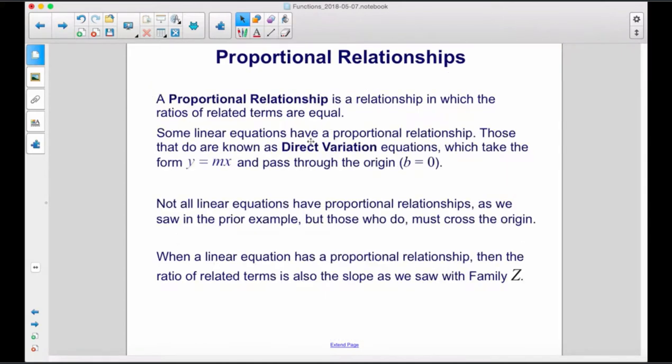A proportional relationship is a relationship in which the ratios of related terms are equal. Some linear equations have a proportional relationship. Those that do are known as direct variation equations, which take the form y equals mx and pass through the origin, where b equals 0. Not all linear equations have proportional relationships, as we saw in the prior example, but those who do must cross the origin. When a linear equation has a proportional relationship, then the ratio of related terms is also the slope, as we saw with family Z.